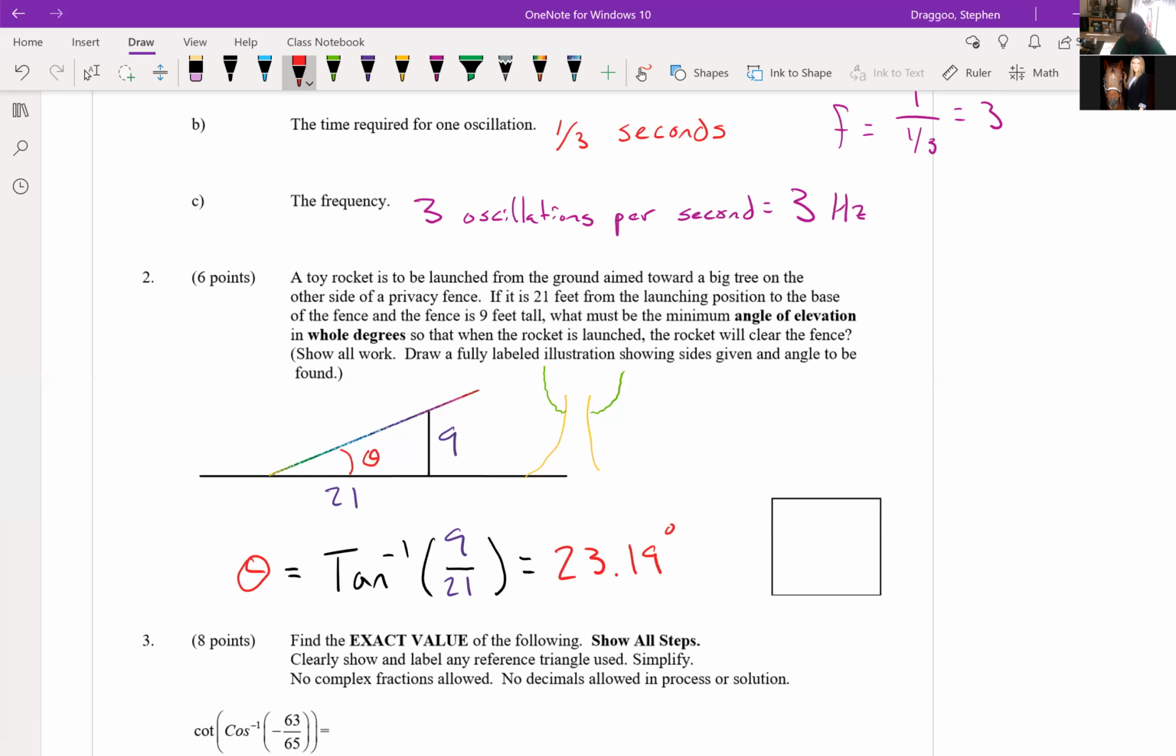So even though 23.19 would round down to 23, if I take an angle that's too small, my rocket is going to hit the fence. So a 23-degree angle will not get over this fence, even though it's what we should round to. So because we said specifically minimum whole degree angle that clears the fence, we have to round this one up, regardless of the decimal. And say it's 24 degrees. Again, that's just because of the rather specific wording of the question.